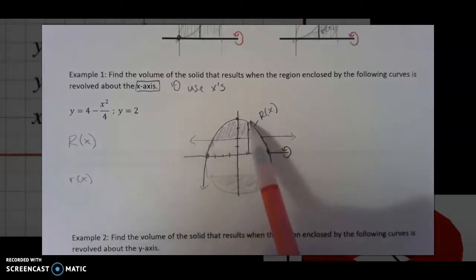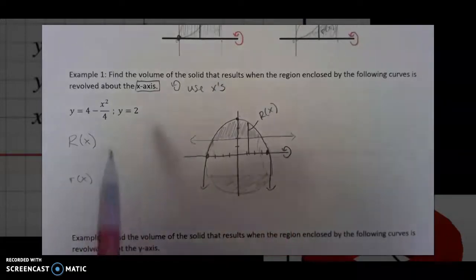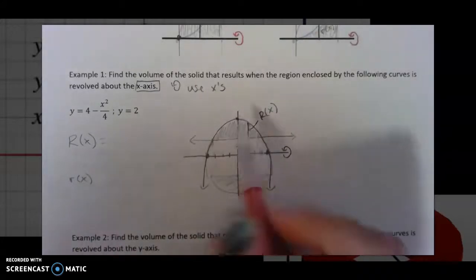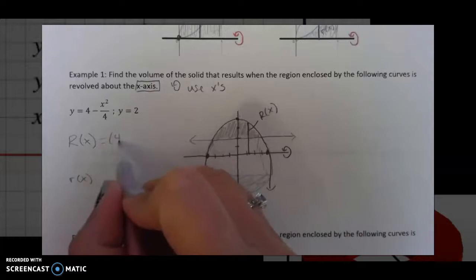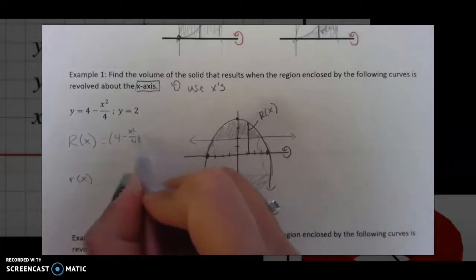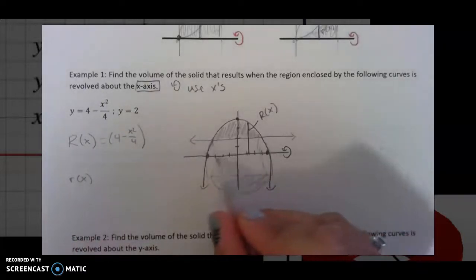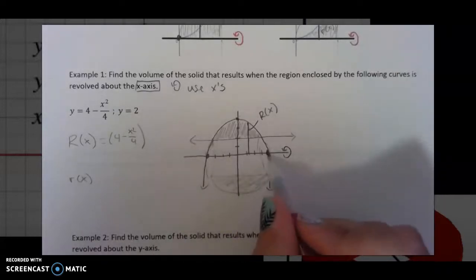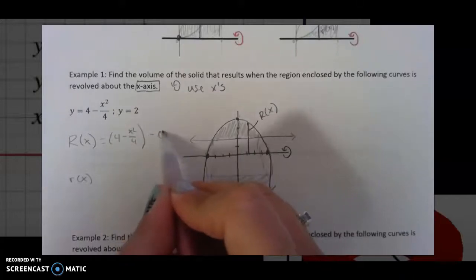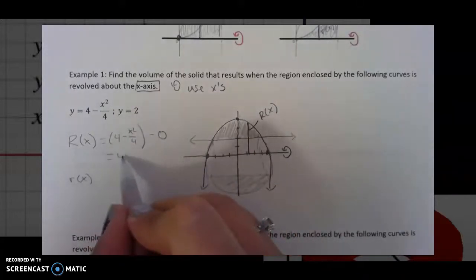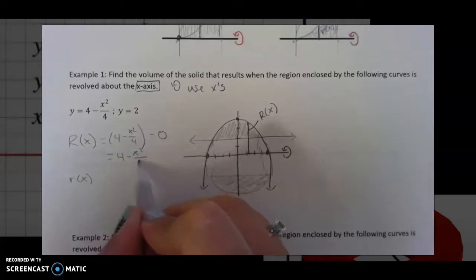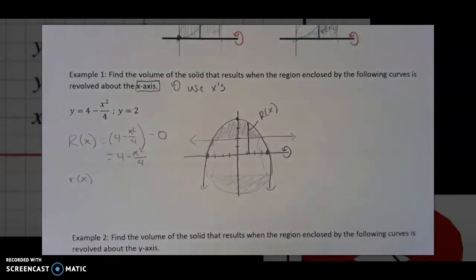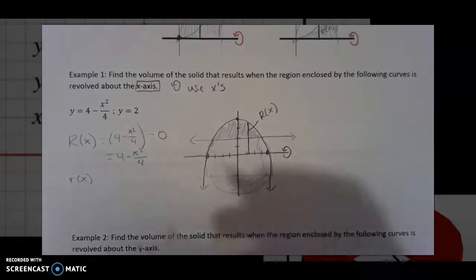So from this curve to where we're revolving it, I just need the distance here, so that is 4 minus x squared divided by 4, and I'm going to subtract the value of the axis that I'm rotating it around. Well, it's the x-axis, so the value there is 0. That's just going to give me the same thing that we had. I know this is a little redundant, but I'm doing it because if I don't do it now, it's going to make it harder later on.